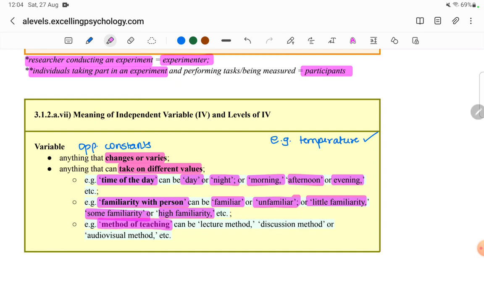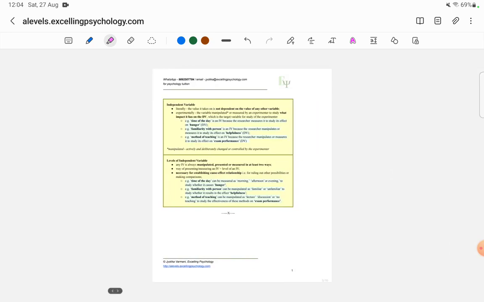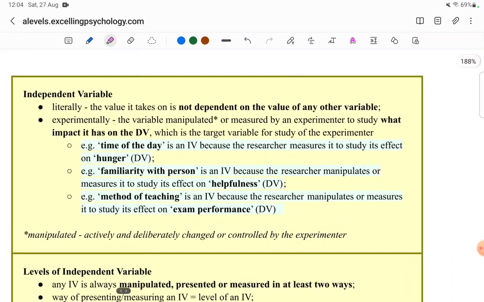Method of teaching is another variable, and it can take on different values like lecture method, discussion method, audiovisual, which is our presentation method, etc. Okay, so now I hope you're clear with what variables are. A variable is just something that could change, and psychology is full of these variables. The type of variable that we are interested in right now is the independent variable. So let's move on to that.